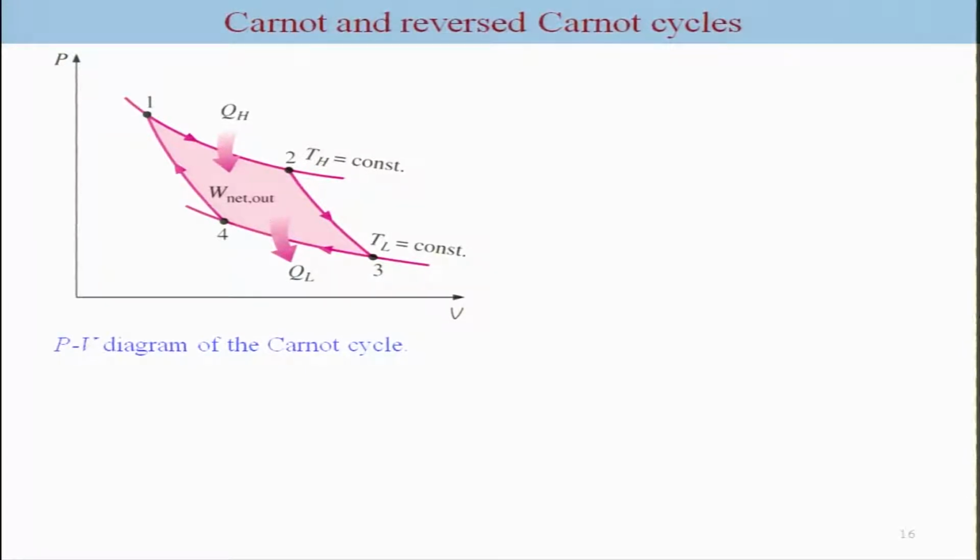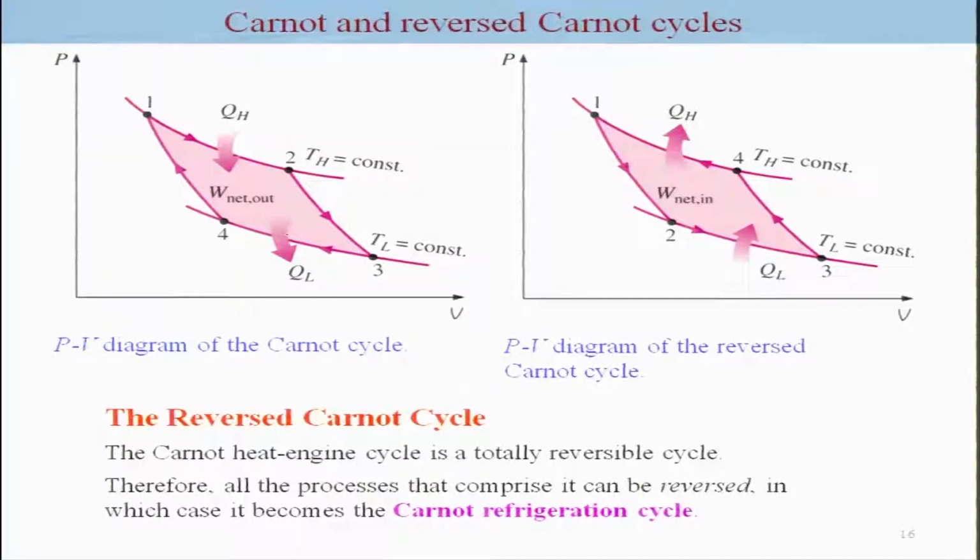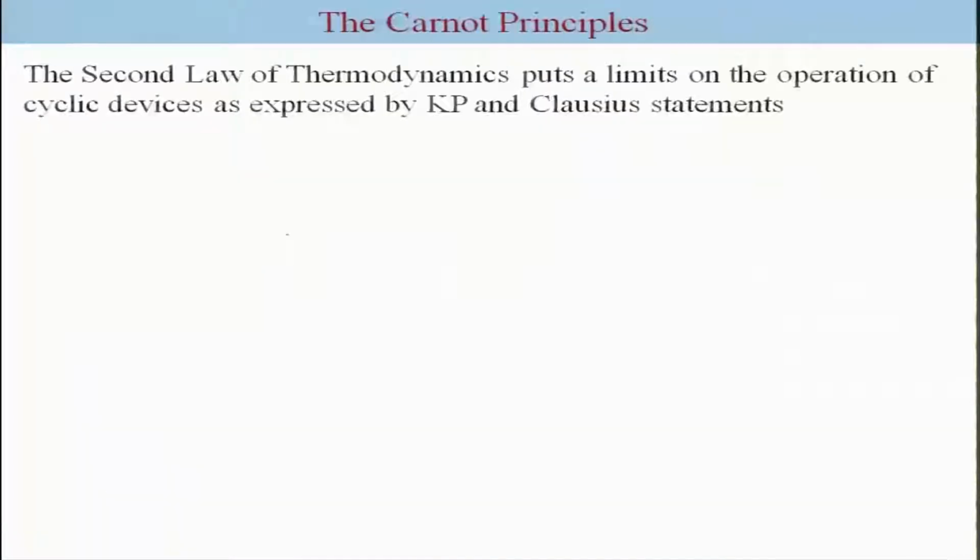And of course, the area under these curves is nothing but W net out. And if you reverse the cycle, you get the Carnot refrigeration cycle. This is a Carnot heat engine cycle. The gases can be considered to be ideal gas in order to do all the analysis. This is something which you must have done in your undergraduate thermodynamics.